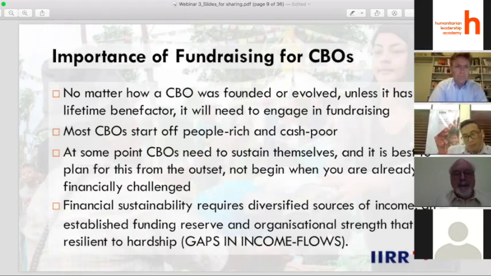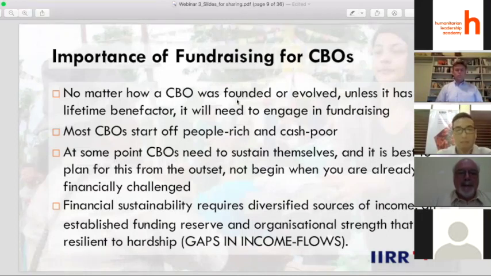Of course, when we go to donors, they're looking for CBOs that are strong and that can sustain themselves. And sustainability is something that we should best plan for from the very outset of starting our organizations, not to begin stressing about fundraising when we're already financially challenged.